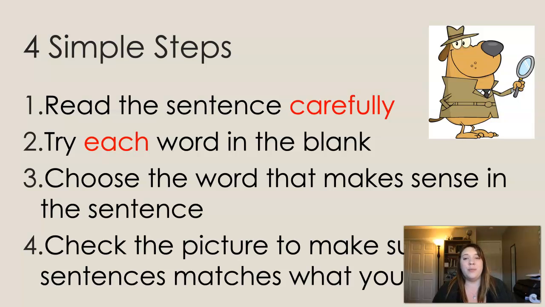Now, number 2 goes along with number 1, because you're going to try to read each word that they give you in the blank. Oftentimes we have about 4 choices. So that means we're probably going to have to read the sentence 4 times. With each word, which I'll show you later, you're going to just use the word and read it in the sentence. And oftentimes, this will lead us to number 3.